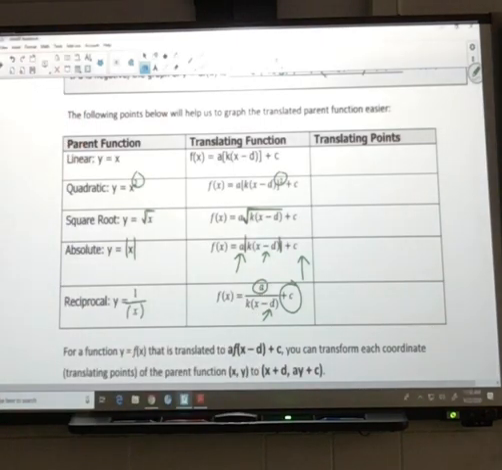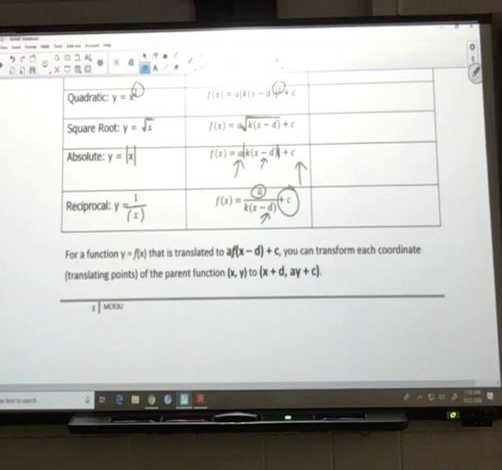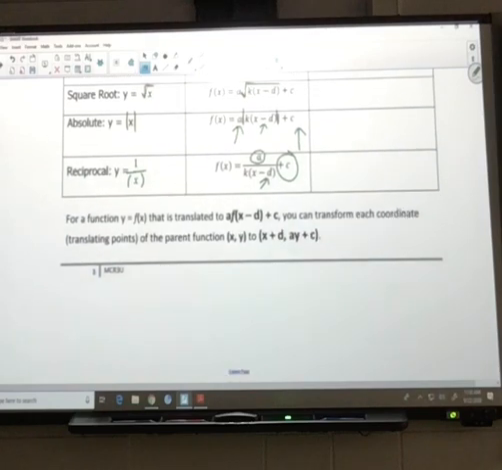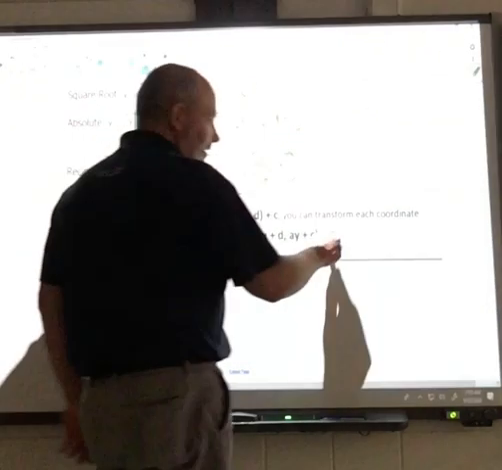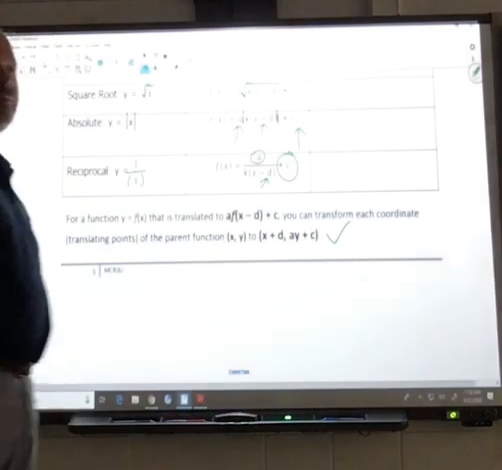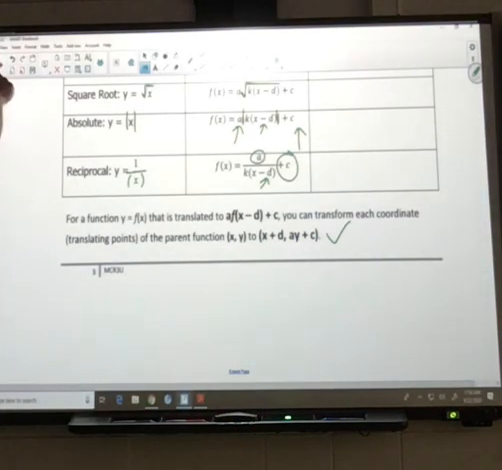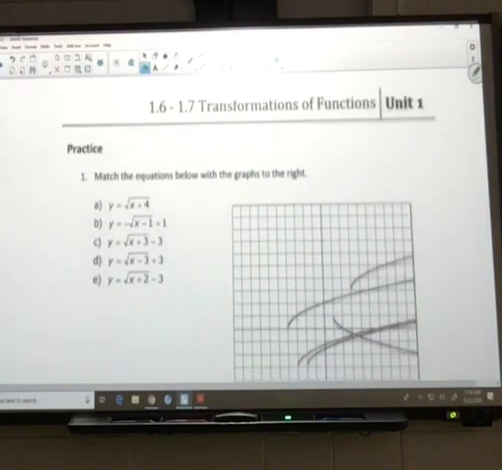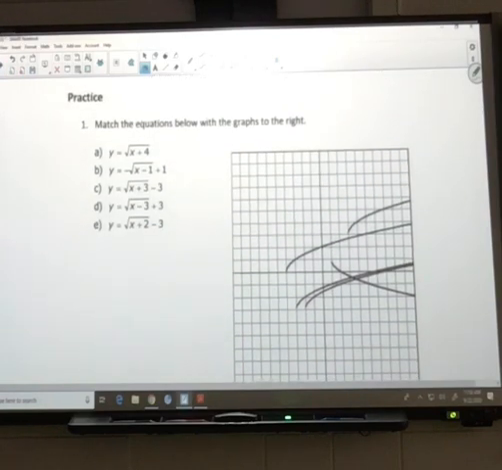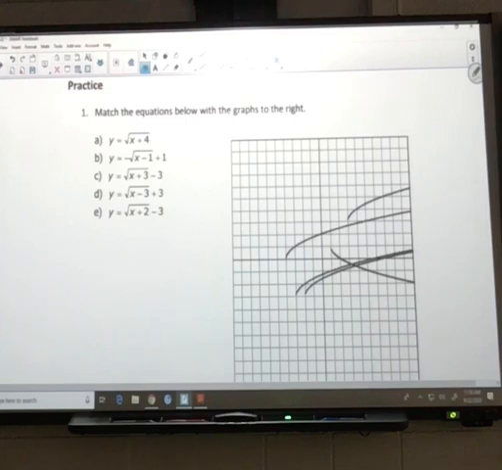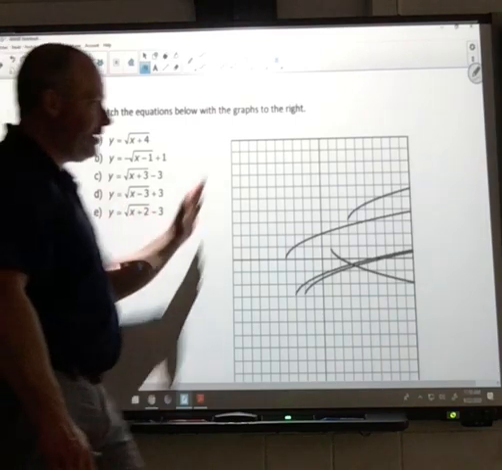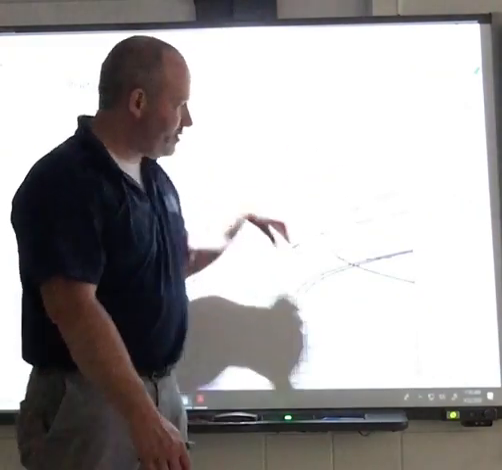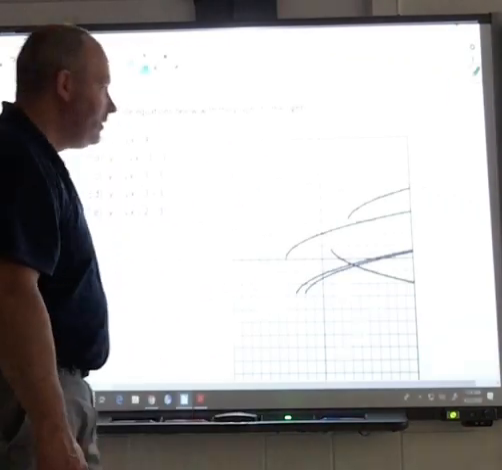Now we're going to come back to this and understand it a little bit better. And I will explain this technique for mapping rules and how they work for you guys later on. Here's a little bit of a practice session to do. We want to match each equation below with the graphs to the right. So you'll see that they're all like root functions of some sort.